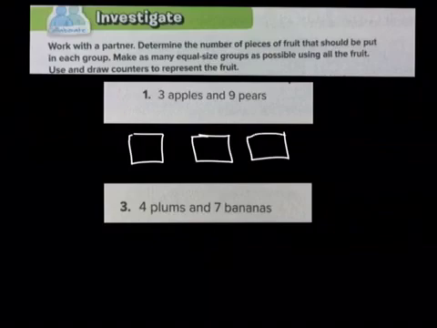And for my apples, I can have 1 apple in each one, right? An apple in each one, and 3 pears in each one. 1, 2, 3, 1, 2, 3, and 1, 2, 3, right? For number 3, it gets a little tricky.